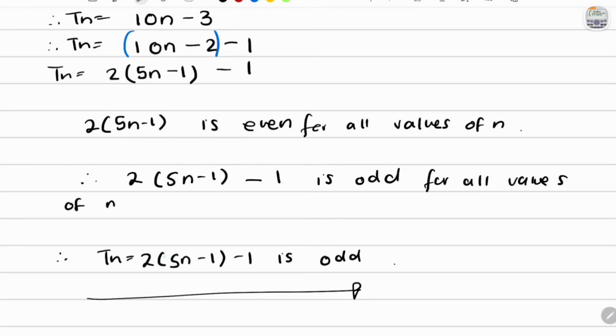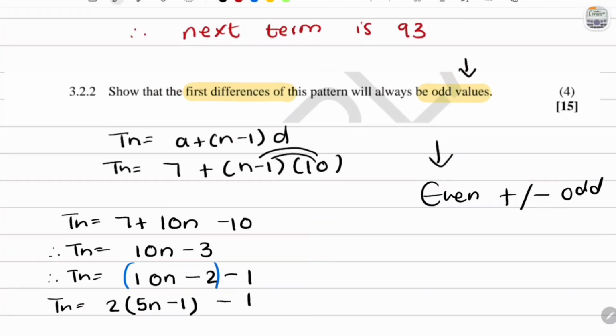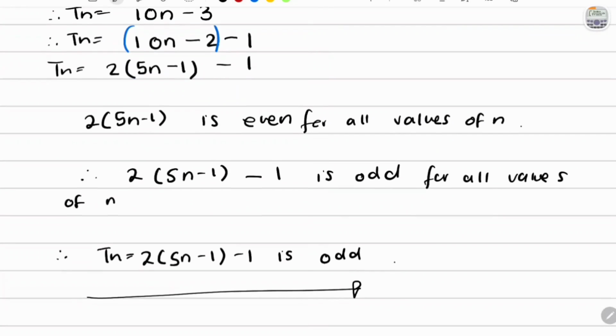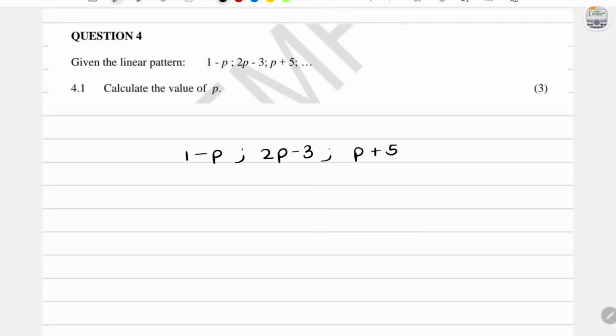So you see the most important things. For you to show something is even, show that there's a factor of 2. For you to show that something is odd, show that you have an even, plus or minus 1. And that will prove it. Okay, so that is it for question 3. And we finally move on to question 4.